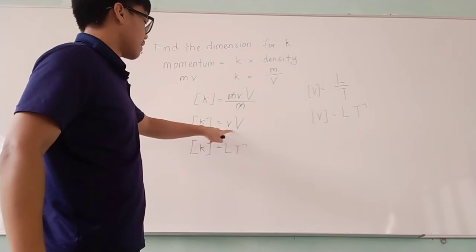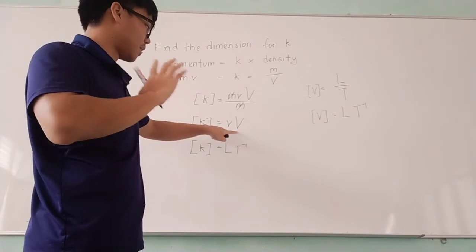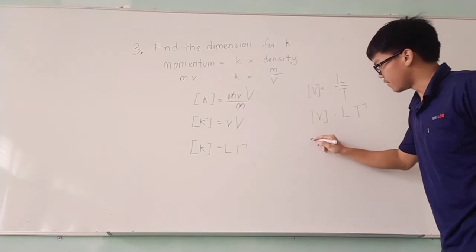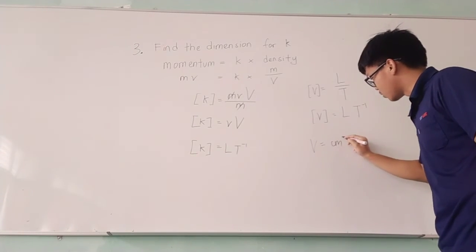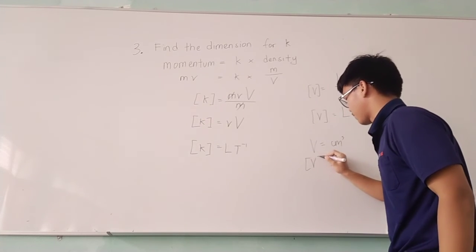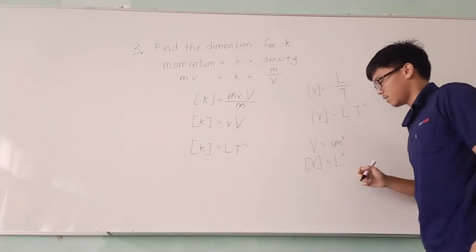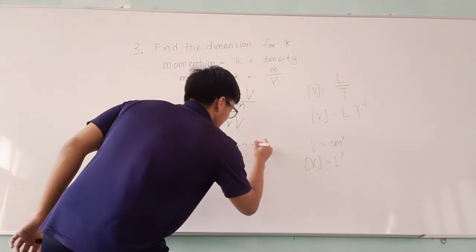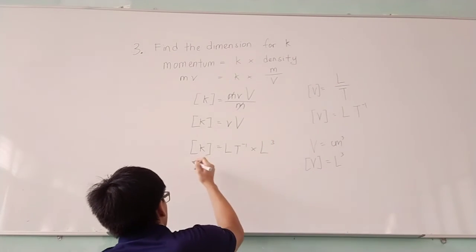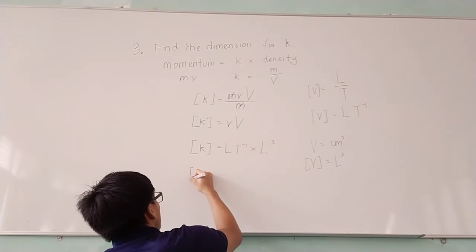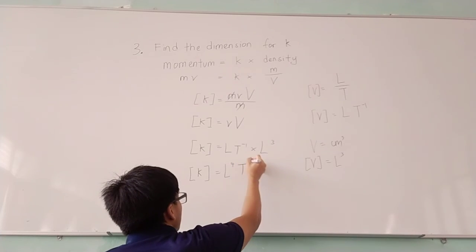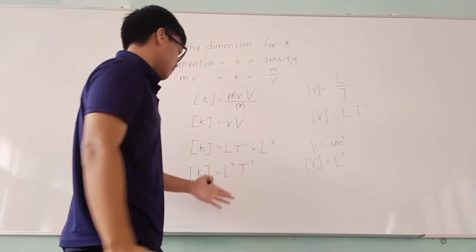Alright. Now V, remember, V is different. It's not a velocity, it's a volume because it's a capital V. So V we know is cm cube, right? Cm cube means like L cube. So the dimension for V capital is L cube. Now I think this is very simple for you guys. You just multiply everything. You will get K as L to the power of 3 times T negative 1. And this is the dimension for K.